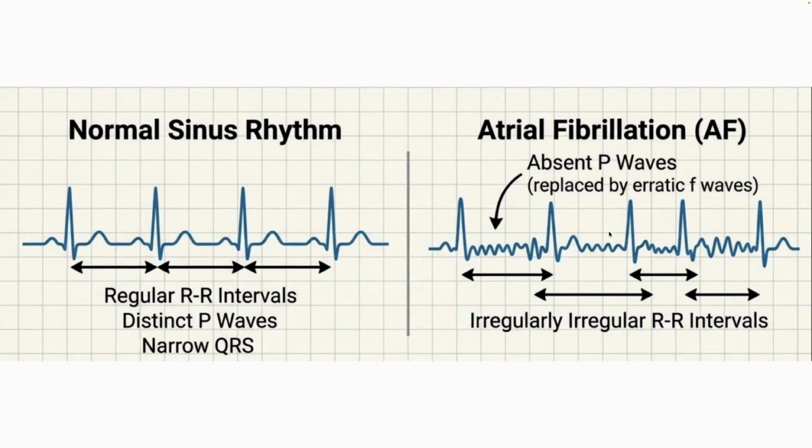Now to differentiate atrial fibrillation on ECG, you want to look for three things. It's actually memorized by the mnemonic NIP, which stands for narrow QRS, irregular R-to-R interval, and also absent P waves.